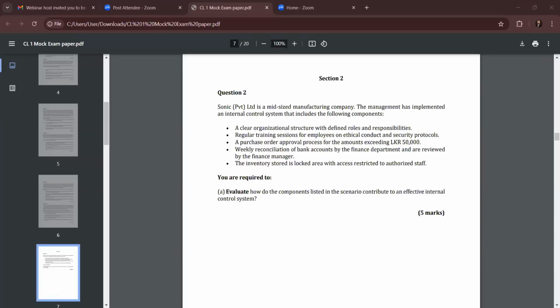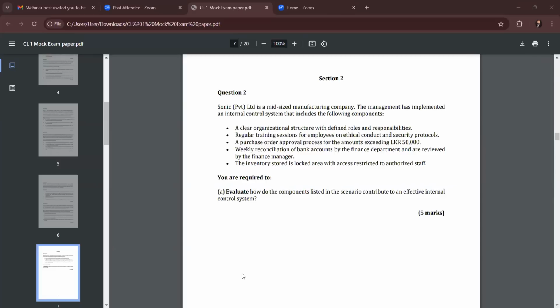Third one, a purchase order approval process for the amounts exceeding 50,000. What's that? Proper control activity, approval process. So that will ensure personal payments will not be paid and you will pay only the correct amounts. And all amounts that you pay are only for business purpose. Only for received service you are paying. So company money will be safeguarded. Control activity approval. Very good, guys.